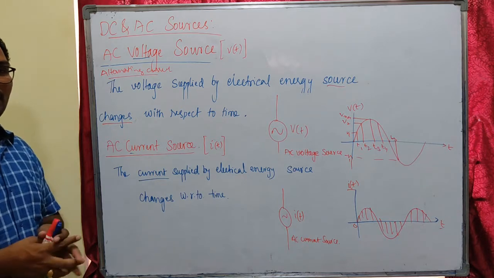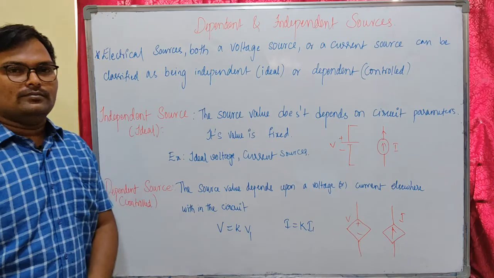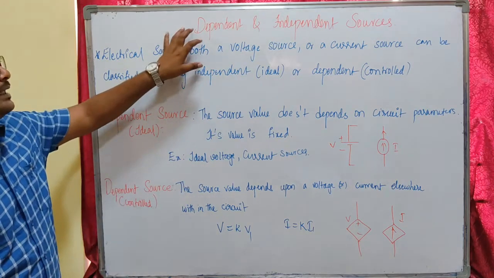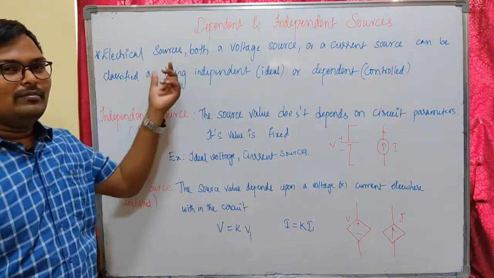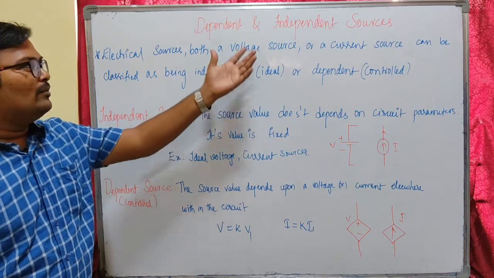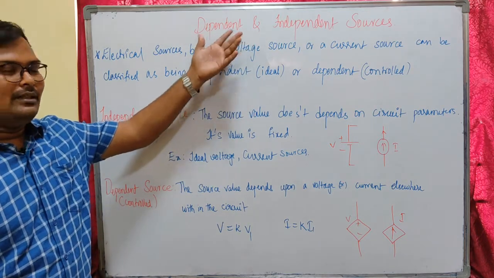Now let us see what are dependent sources and what are independent sources. Here is the classification of dependent and independent sources. Our electrical sources, both voltage and current sources, can be classified as dependent and independent. Either of them can be dependent or independent.